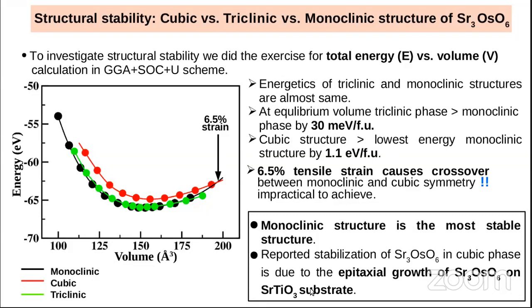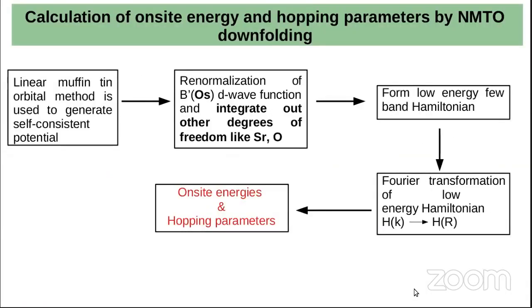However, its reported stabilization in cubic phase is only due to the epitaxial growth of it on SrTiO3 substrate. Next, we have applied the unfolding method calculation to get the on-site energies and hopping parameters. In this method, we have integrated out the degrees of freedom of strontium and oxygen and kept only the osmium d degrees of freedom to make the low energy Hamiltonian. And from that, we want to get the on-site energy and hopping parameters.